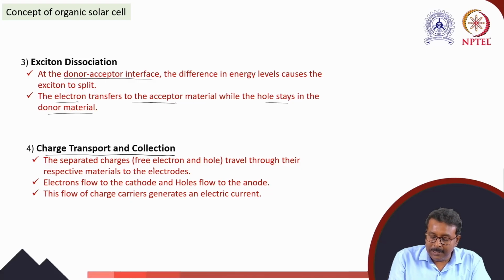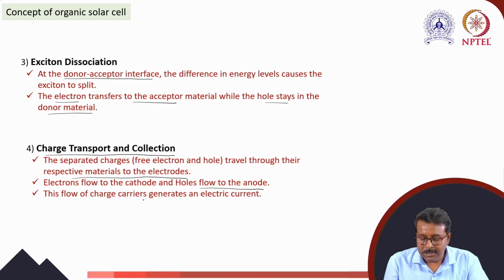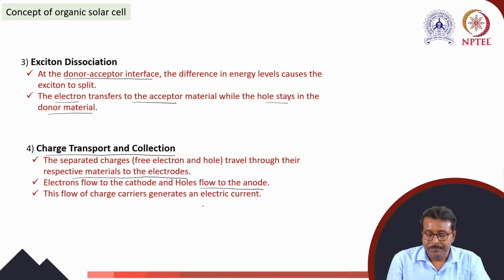So these separated charges, the electron and hole, travel through their respective materials, that is acceptor material and donor material, to the electrodes. Electrons flow to the cathode and holes flow to the anode. And this flow of charge carriers generates the electric current. So there is a different type of mechanism.